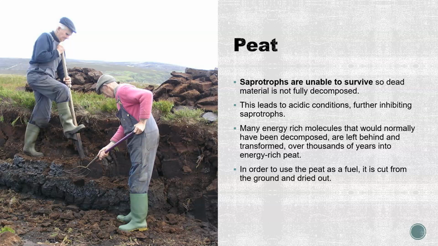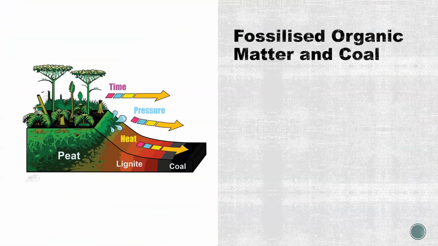Now, in order to use peat as a fuel, it's cut from the ground and it has to be dried out. So if you ever get the chance to go to Ireland, you will quite often see piles and piles of peat across the landscape where it's been dug from the peat bogs and it's just drying, ready to be used on fires and ready to heat homes. Now, peat is considered to be a non-renewable energy source because it takes so long to form. Due to its dampness, it's also quite hard to burn.